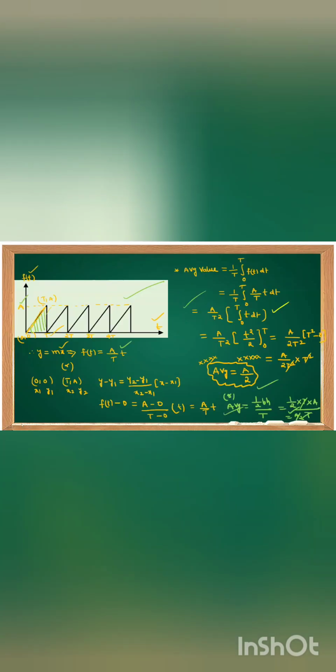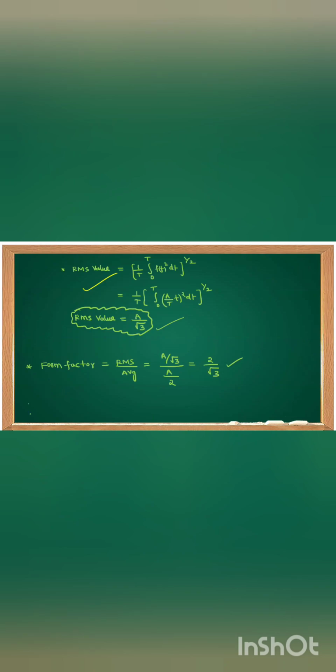Next, what is the RMS value? Directly I am writing. RMS value of this waveform equal to A by root 6. I am not doing any derivation. Follow this method for the RMS value, and prove this RMS value equal to A by root 6.